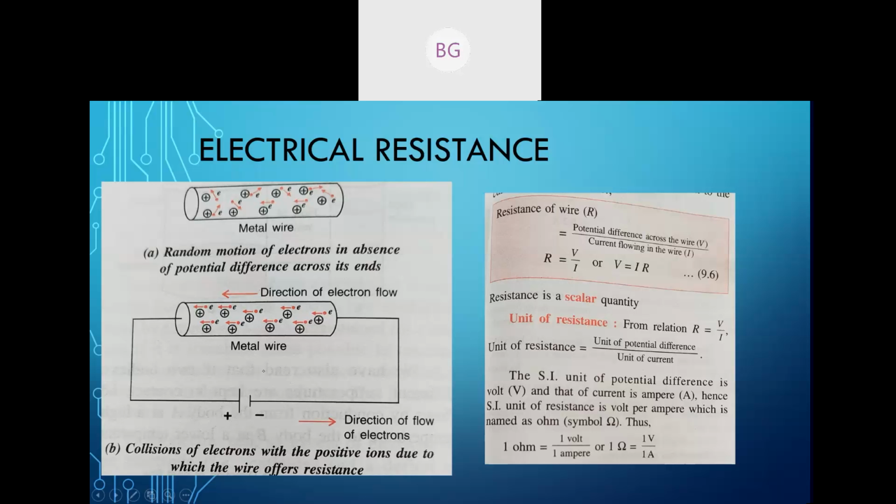But whenever these electrons are flowing, there is some force which will always try to oppose it. That is, it will try to stop the electrons from flowing further, to decrease the speed of electrons. That force which opposes the flow of electrons, which will always try to decrease the speed of electrons, is called electrical resistance, or resistance. Getting it?